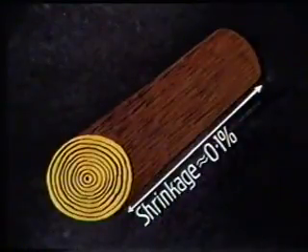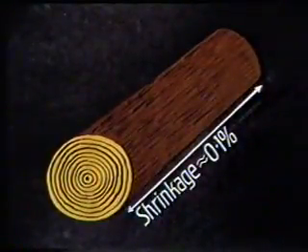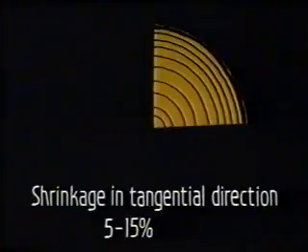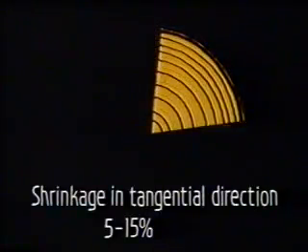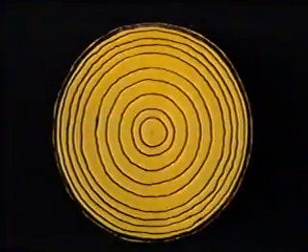In the longitudinal direction, there is practically no shrinkage. In the tangential direction, along the circumference, shrinkage is maximum, between 5 to 15%. In the radial direction, shrinkage can be between 3 to 5%.